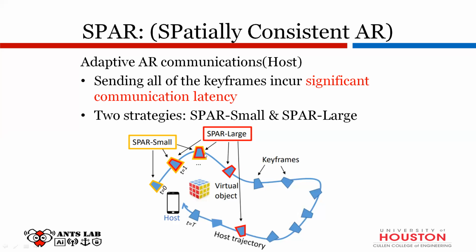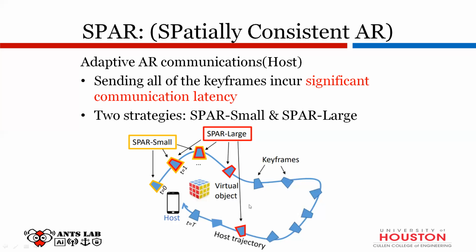This is just how SPAR large works: they send the keyframes that are close to the virtual object. In this case, this is just an example where they show that T1, T2, and T3, and the other one down there are close to the virtual object. So if SPAR large doesn't choose the t equals 0 keyframe in here, that means the t equals 0 keyframe is not close to the virtual object. They just demonstrate how it works. It doesn't really mean that much.